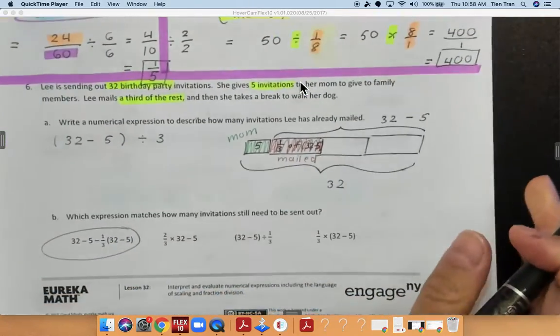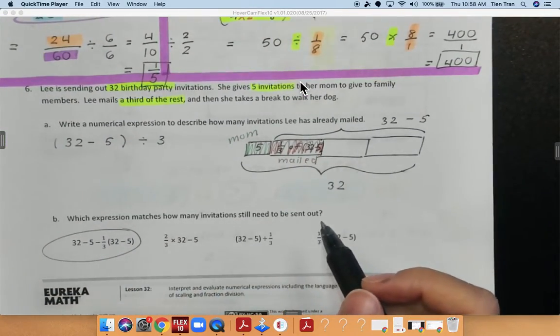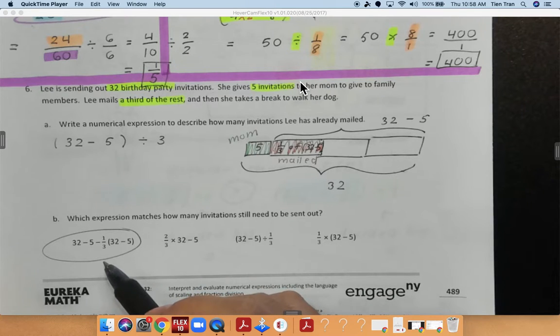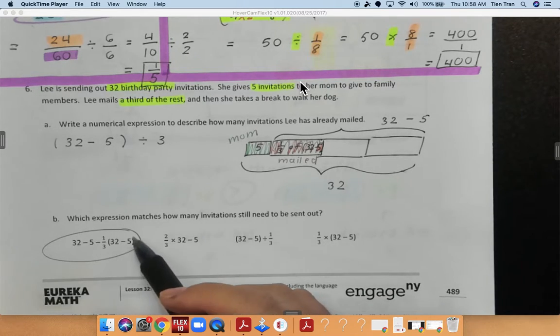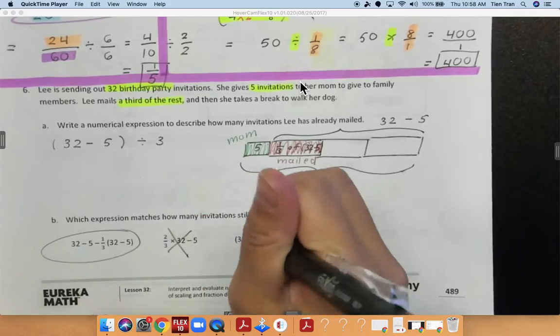And for this one, they ask you which expression matches how many invitations still need to be sent out. So again, we have 32 minus 5. This one is the only one that makes sense.